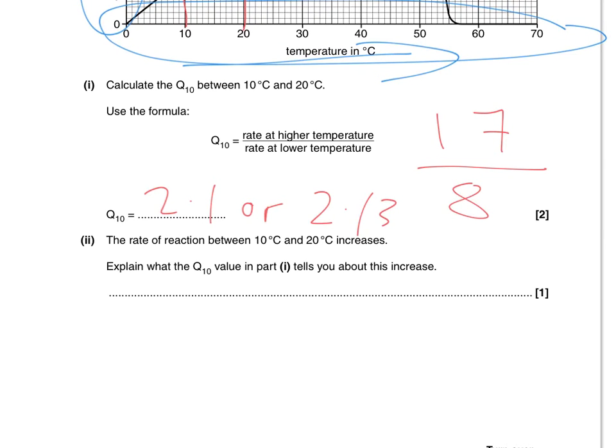So the rate of reaction between 10 and 20 increases. Explain what the Q10 part in part 1 tells you about this increase. So it tells us, because it's a 2, that we know that the reaction is twice as fast. Okay, so reaction is times 2, twice as fast.